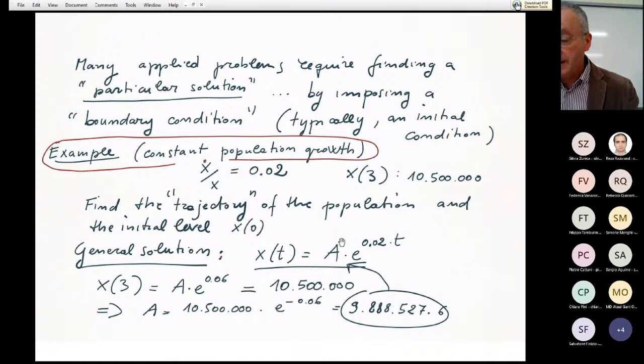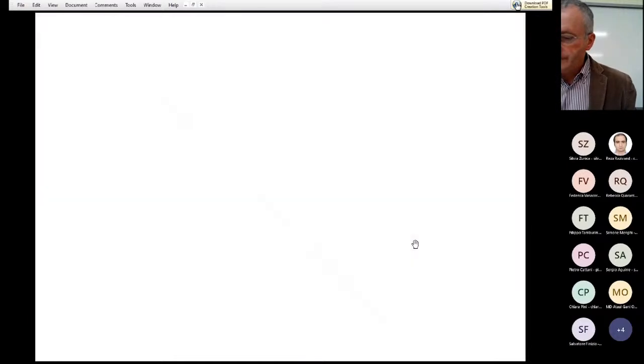In 99% of the cases, you will select either an initial condition or a terminal condition if there is a finite time horizon, okay? But in general, we can select a condition that imposes a level at an intermediate point in time. Now we have our trajectory, x of t, the population has this trajectory, x of t is 9 million and etc. times exponential 0.02 t. What is the meaning of this factor here, the specified value for A? Now, we derived our solution by imposing that the size of the population at time 3 is this one.